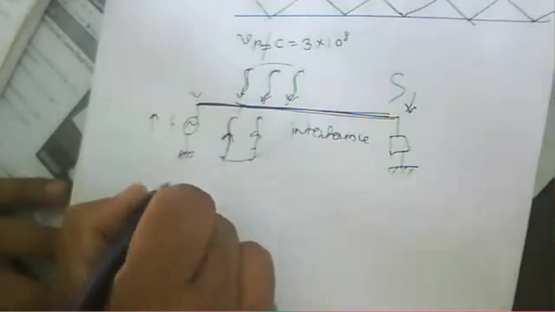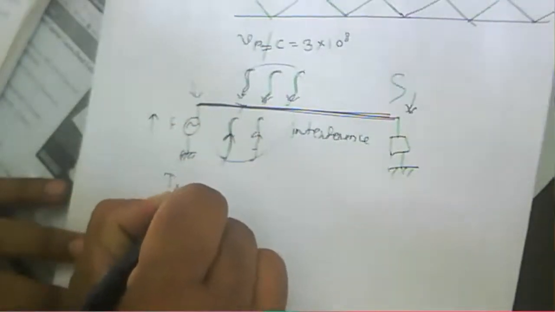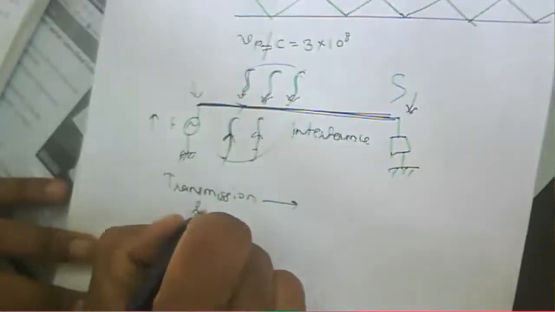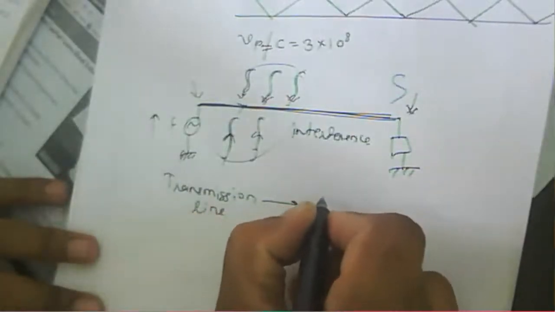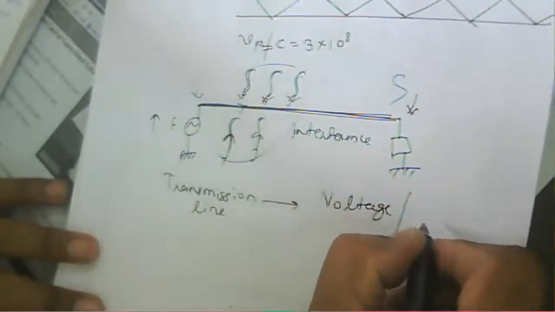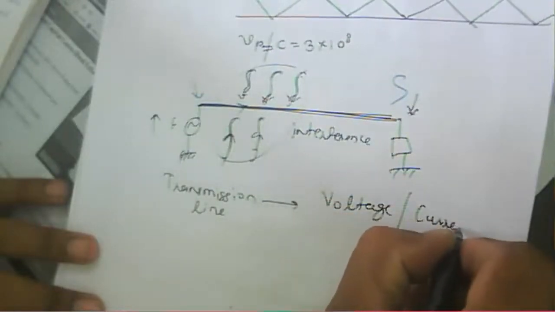Generally, if you consider a transmission line, what happens in a transmission line? The signal is propagating. That is because of what? Voltage or a current, or we can say the representation of a signal in terms of a voltage or a current.